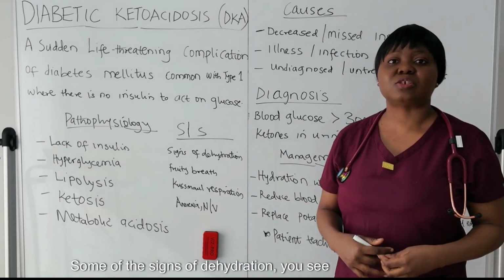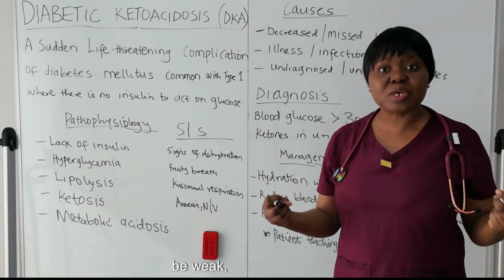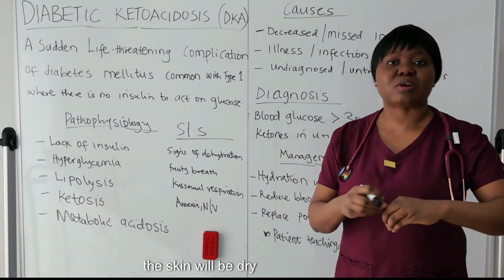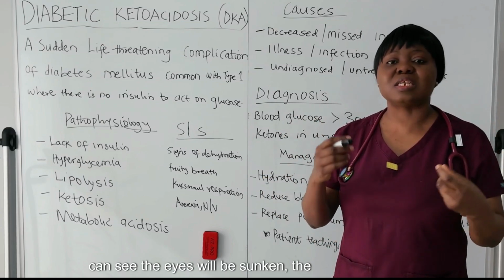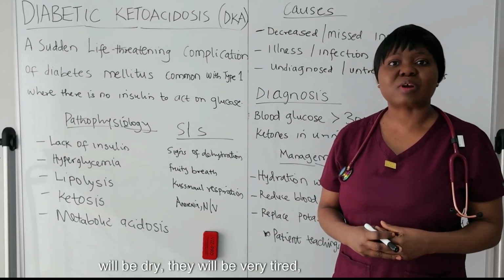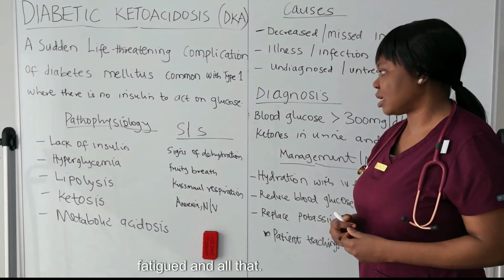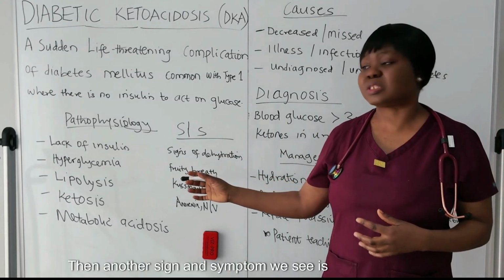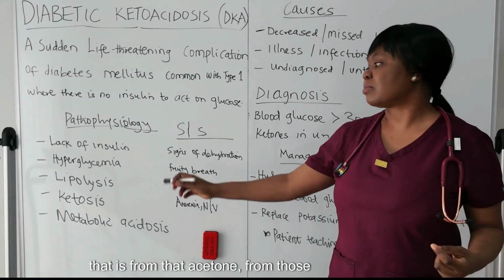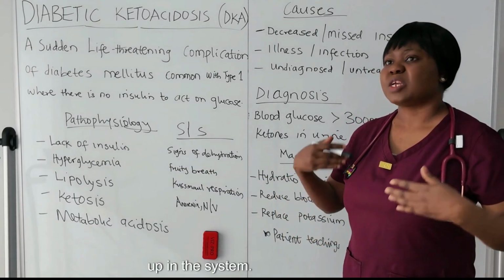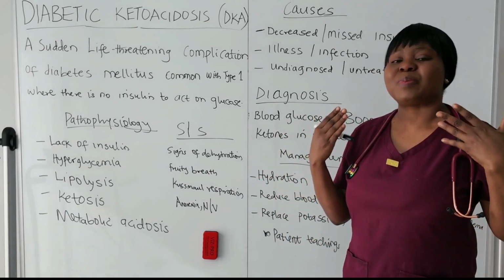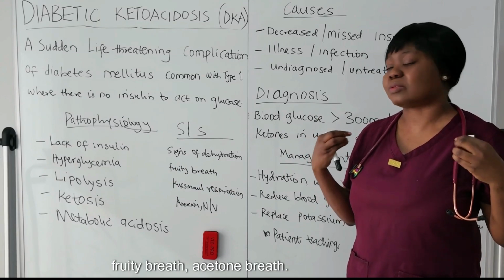Some of the signs of dehydration you will see: they will be weak, the skin will be dry, the eyes will be sunken, the lips and mucous membrane will be dry, and they will be very tired, fatigued. Then another sign and symptom we see is fruity breath. That is from the acetone, from those ketone bodies that have built up in the system. With time, you perceive that fruity breath, acetone breath.